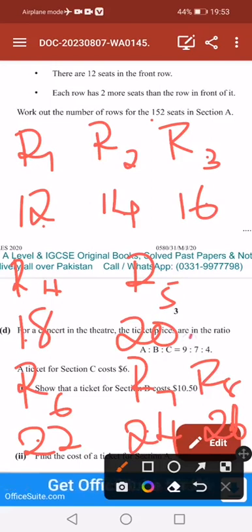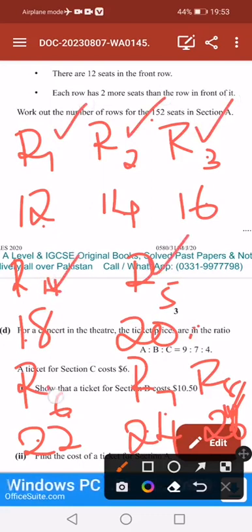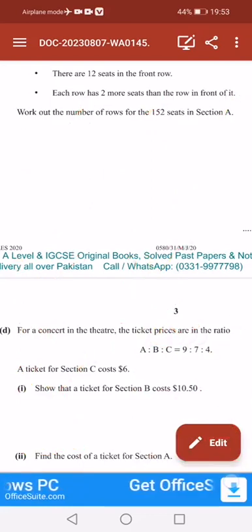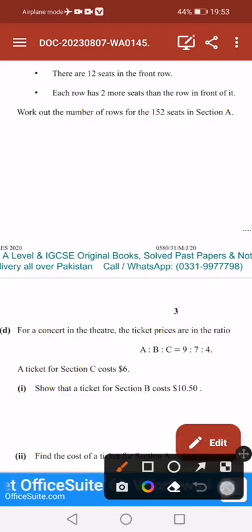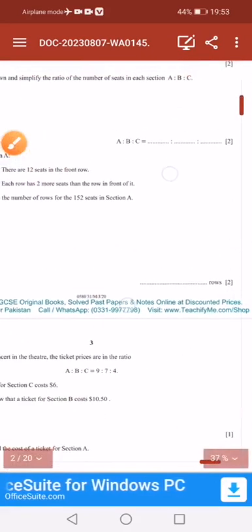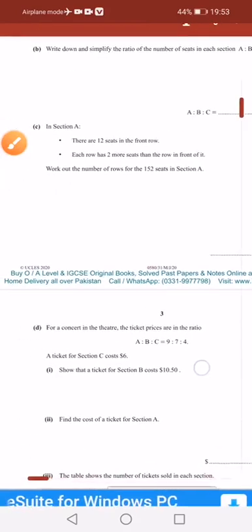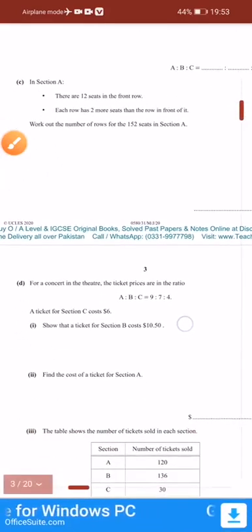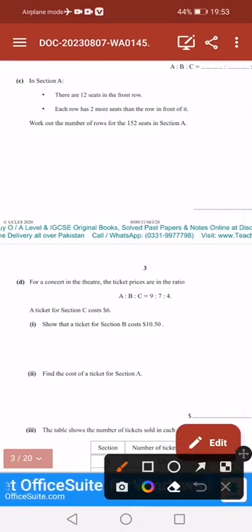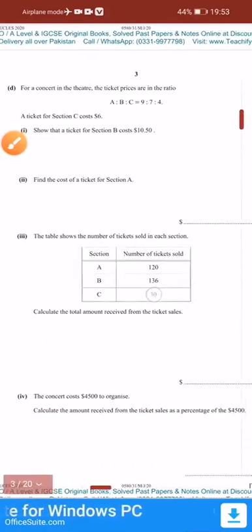So when you get here, you count how many rows: 1, 2, 3, 4, 5, 6, 7, 8. So there are 8 rows. It was a trick question. Patrons, work out the number of rows for the 152 seats. Let's go to the next question.